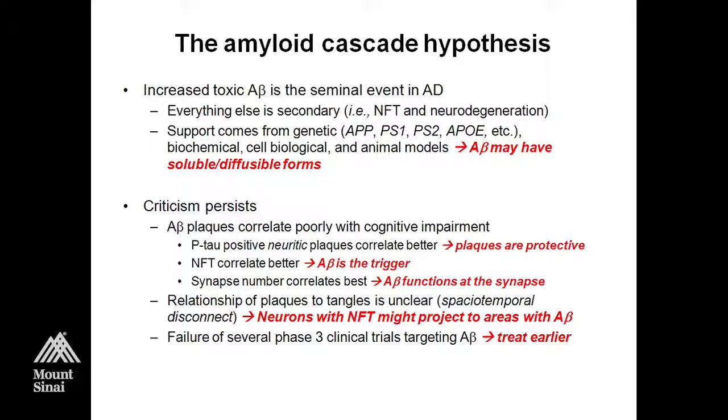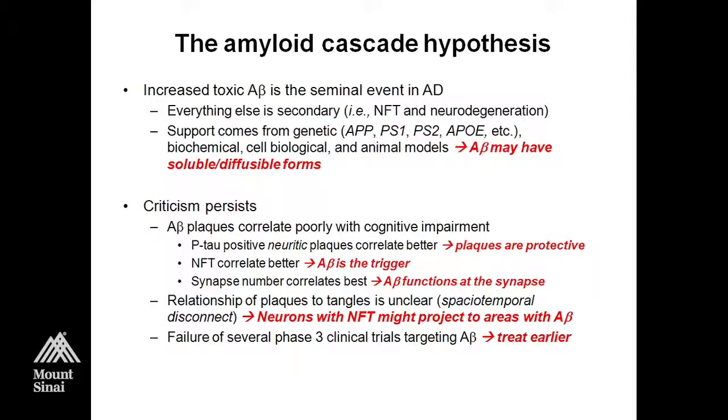However, there were smart people out there that disagreed, and one of the criticisms was, well, amyloid plaques don't correlate very well with dementia or neurodegeneration. In fact, tangles correlate a lot better. And another thing that was curious is that there's this spatiotemporal disconnect where you actually get tangles first before you get plaques.